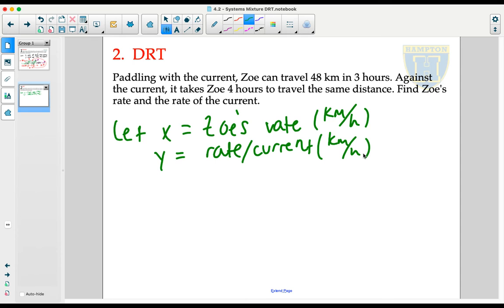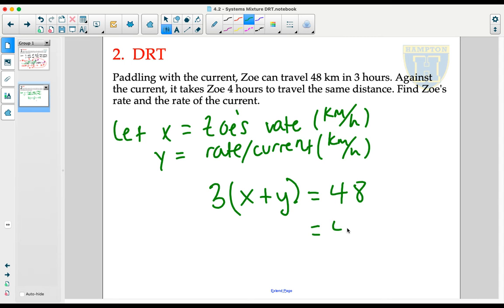When Zoe is traveling with the current, she's able to complete the 48 kilometer distance in 3 hours. But because she is paddling with the current, she gets a bump from the current and is able to go a little bit faster. So her speed is added to the speed of the current.